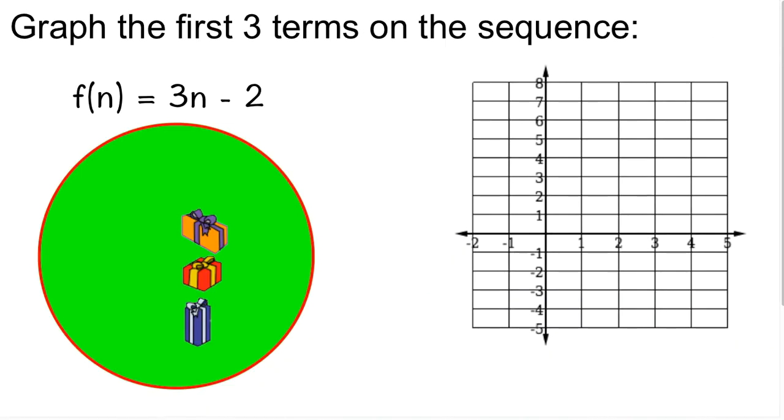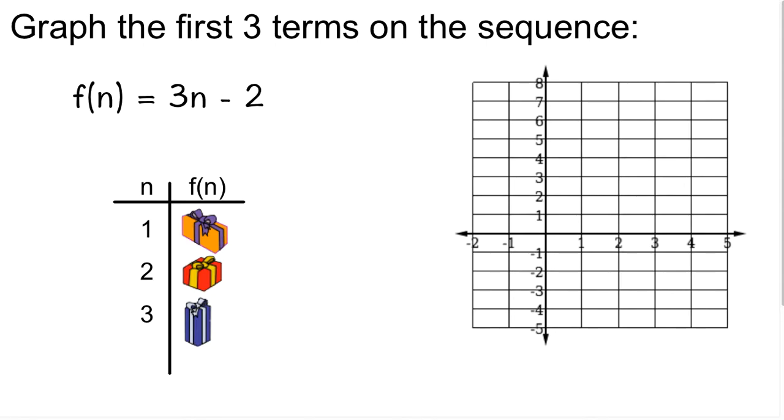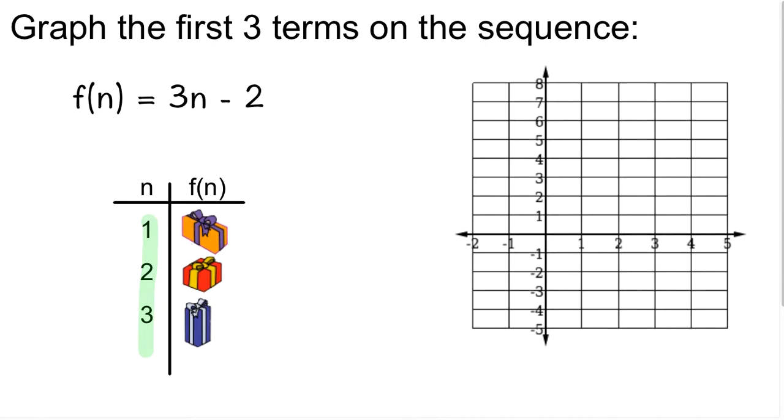We can graph sequences really the same way. Given a function, we can make a table, and from the table we can make a graph. We want to find the first 3 terms. That's why we choose these values for our n. Again, plug them into our function notation. Plugging in a 1, plugging in a 2, 3 times 2 minus 2, plugging in a 3. And then we graph these points.